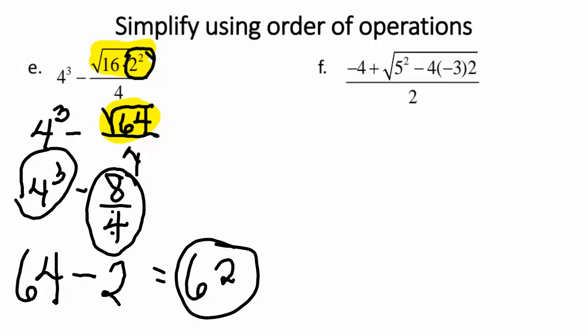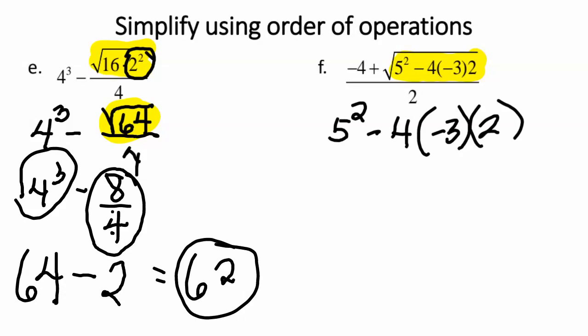That radical, because it has several terms underneath it, it's kind of grouping. And the same thing is going to happen with F. Okay? I am going to do what's under here first. Okay? Well, this gives me 5 squared minus 4 times negative 3 times 2.